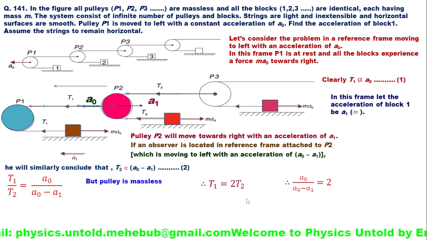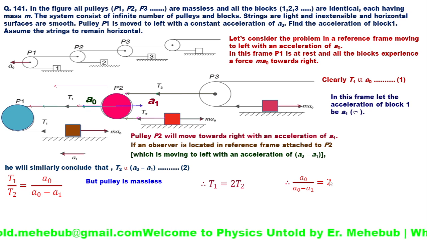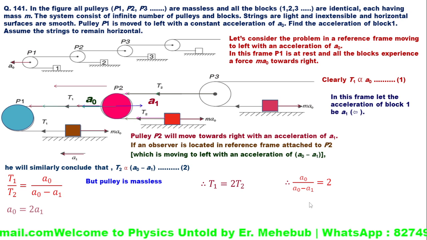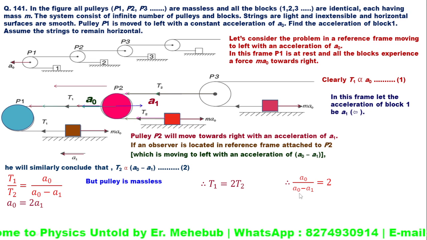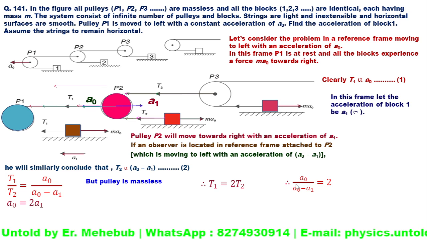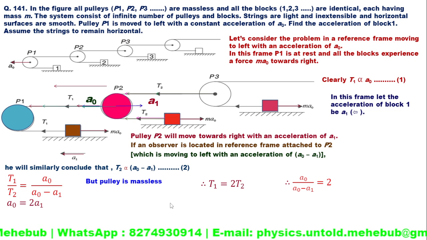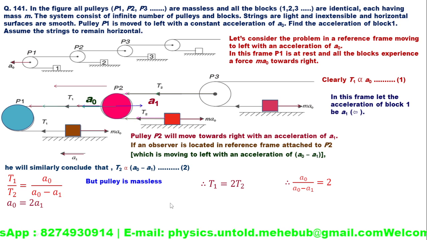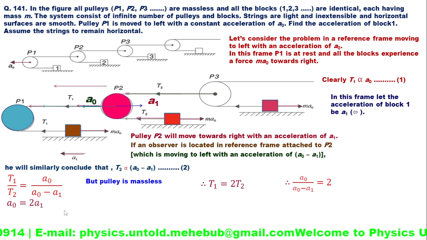Now we can substitute the value of T1 by T2 as 2, and equating these equations, we can write a0 divided by a0 minus a1 equal to 2. Now if we recalculate this equation, then there will be 2a0 minus 2a1, which is equal to a0, or we can say a0 equals 2a1. So this is the relation between the accelerations a0 and a1, which we found out as a0 equal to 2 times a1.